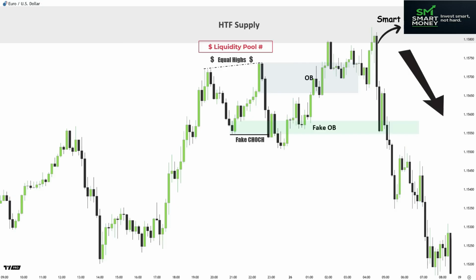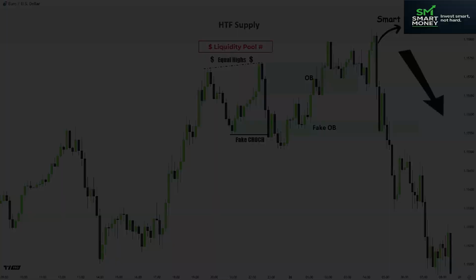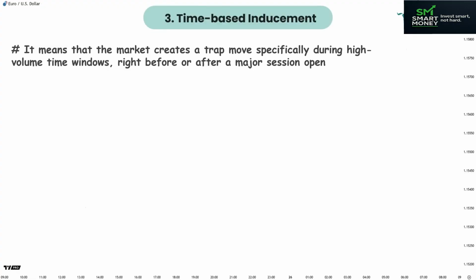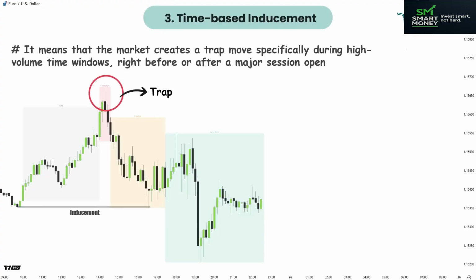Now let's move to the third type of inducement, time-based inducement. Time-based inducement means that the market creates a trap move specifically during high-volume time windows, right before or after a major session open. This type of inducement is my favorite one, because the market does it every day, and it's the best opportunity to develop a trading plan and be on the same side as institutional money.